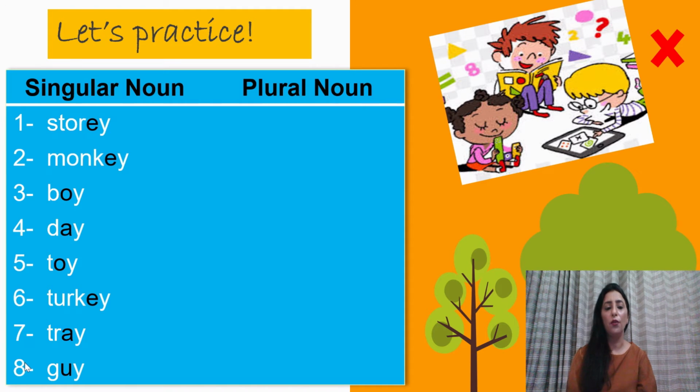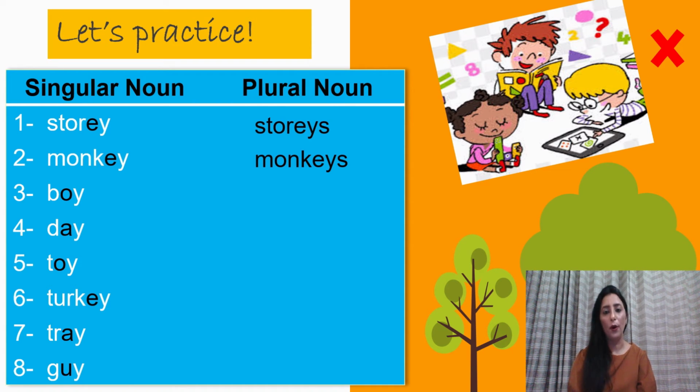Now the word story is ending with Y and has a vowel before letter Y. So story becomes stories. We are simply adding S to form its plural form. Now the next word is monkey. The word is ending with Y and has a vowel E before Y. So we are simply adding S to the word monkey to form its plural form.